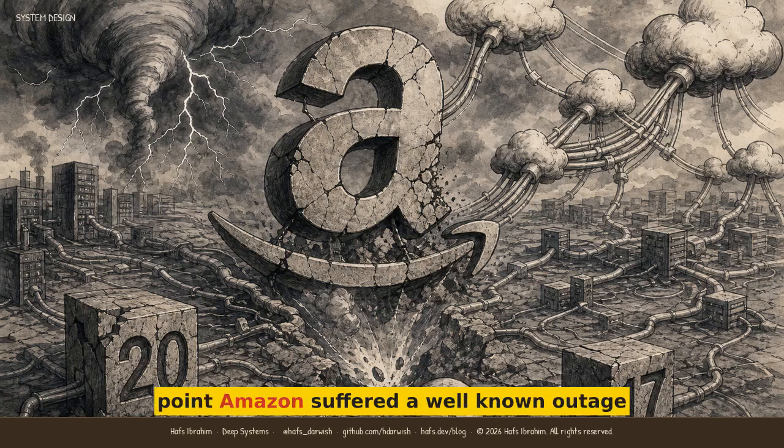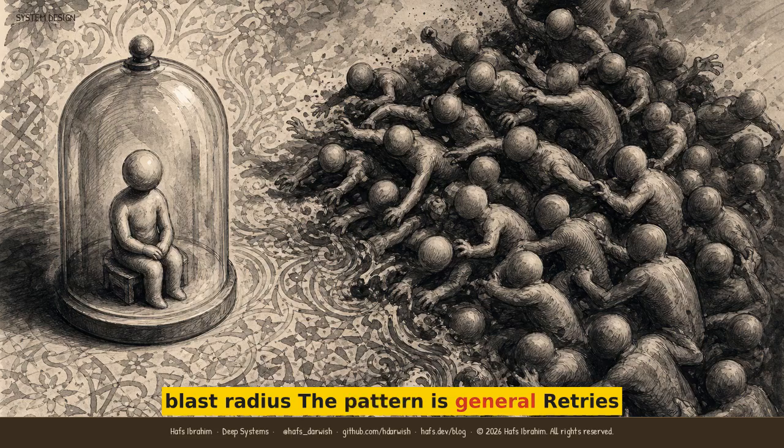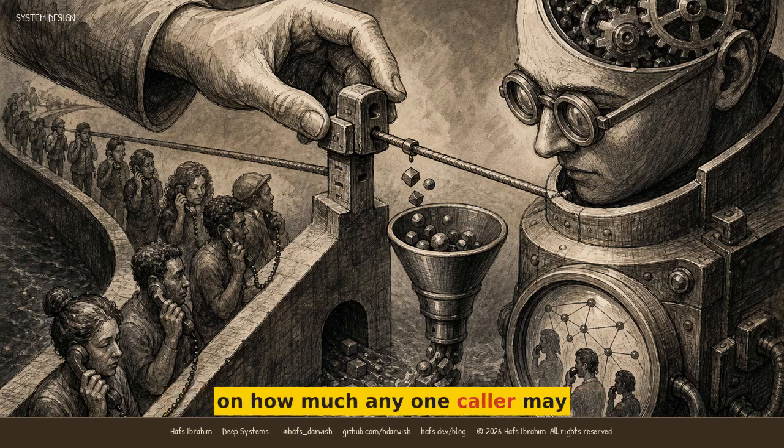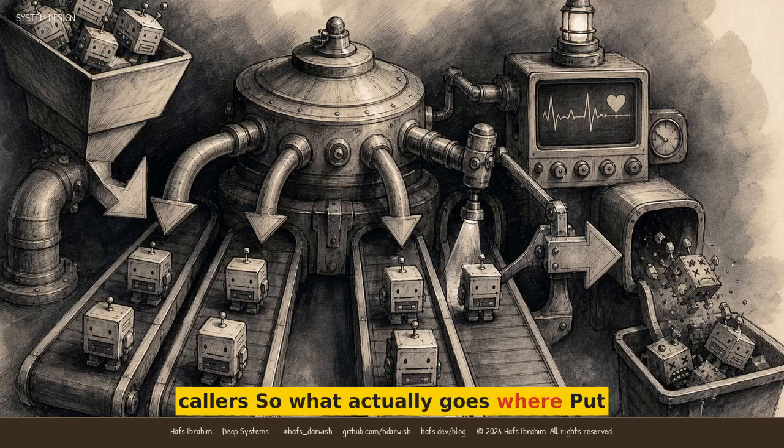Case in point, Amazon suffered a well-known outage in 2017 where retry storms amplified one initial fault far beyond its original blast radius. The pattern is general. Retries are polite in isolation and vicious in aggregate. Something has to hold the line on how much any one caller may consume, and the only component positioned to know that is the one that models callers. So what actually goes where?